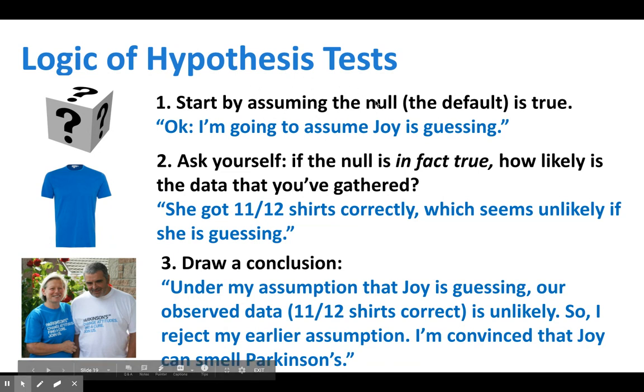Assume that the null is true. Consider, okay, I have this observed data. How likely is this to have happened given that the null is true? And then make your conclusion based off of that.